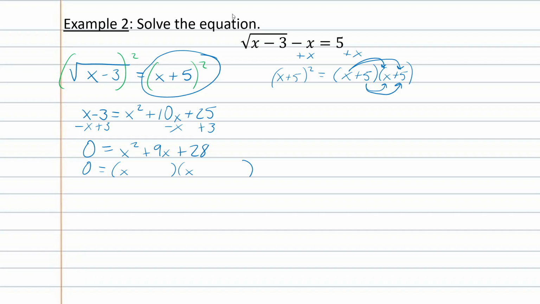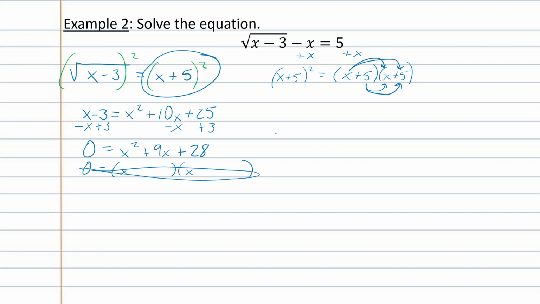Now, if you're thinking like I am, you're like, 28. Factors of 28 are 1 and 28, 2 and 14, and 7 and 4. But none of those give you 9. I don't think we can factor this one, ladies and gentlemen. Let's try that quadratic equation.